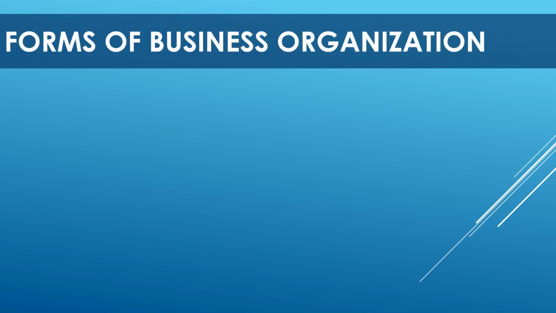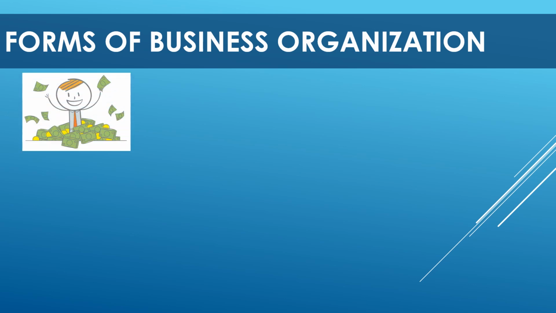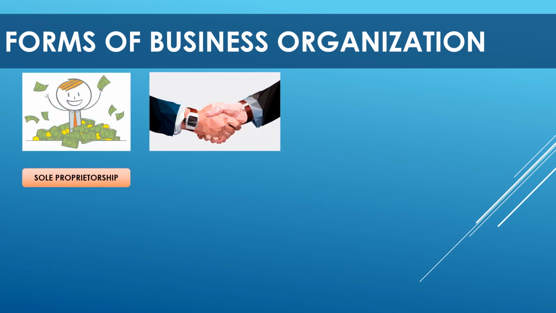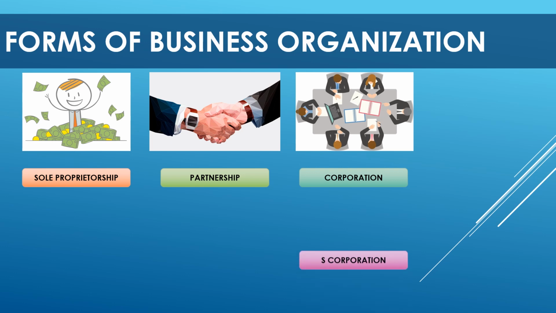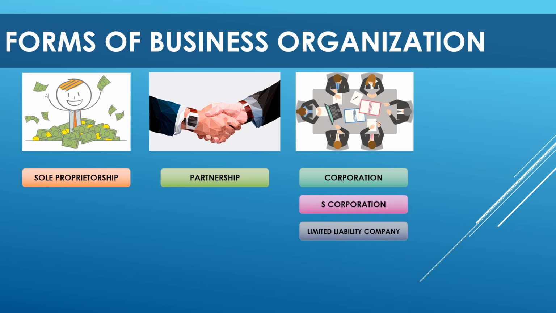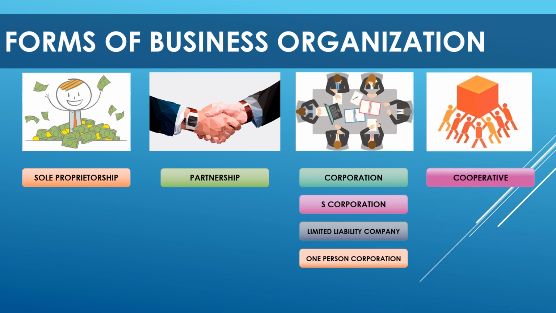For the forms of business organization, we have four types. First, the sole proprietorship. Second is a partnership. Third is the corporation. In the corporation, we have three kinds: the S corporation, the limited liability company, and the one-person corporation. The fourth one is the cooperative. For the succeeding slides, I will be discussing each form of business organization.